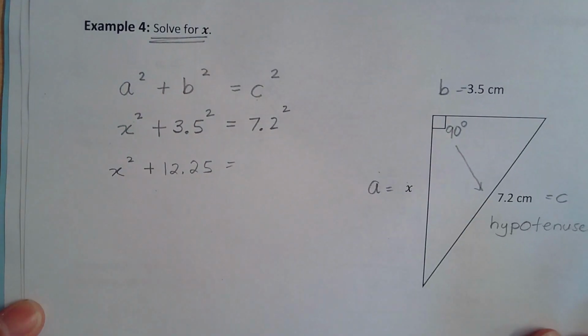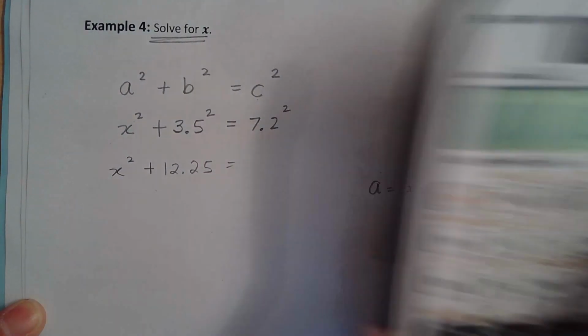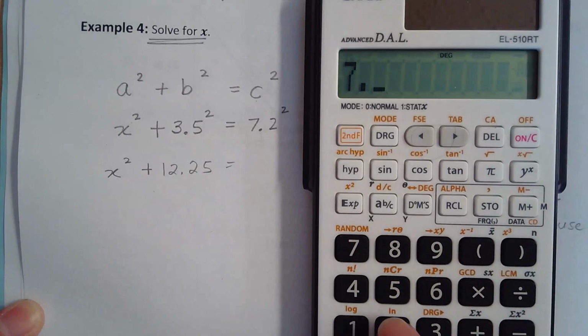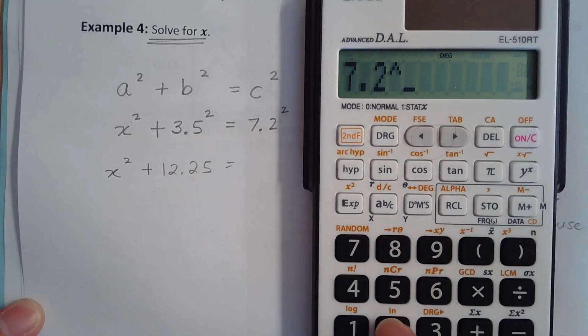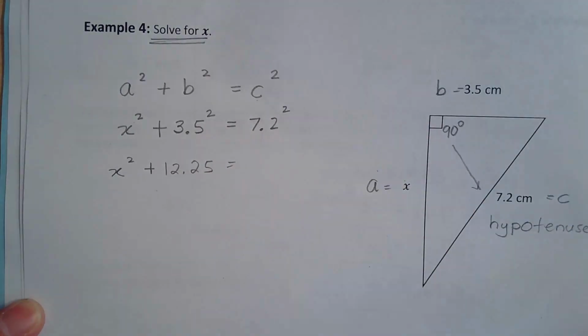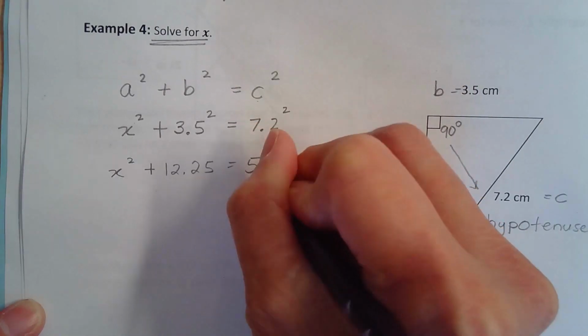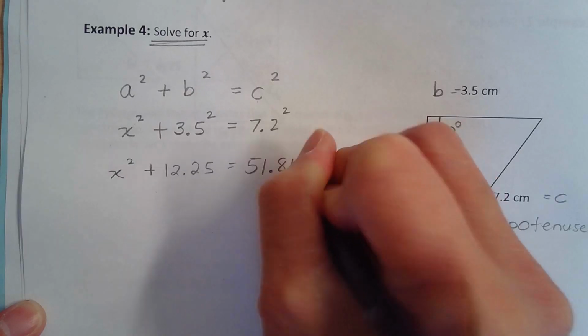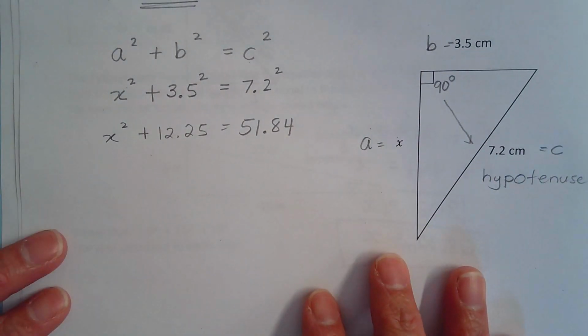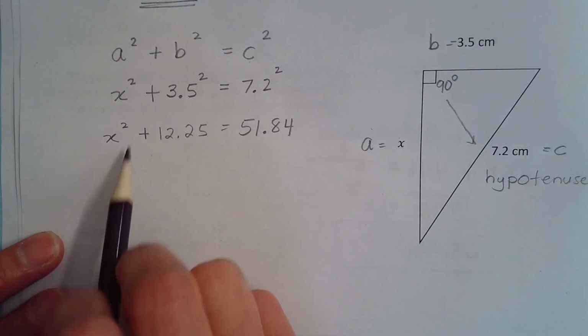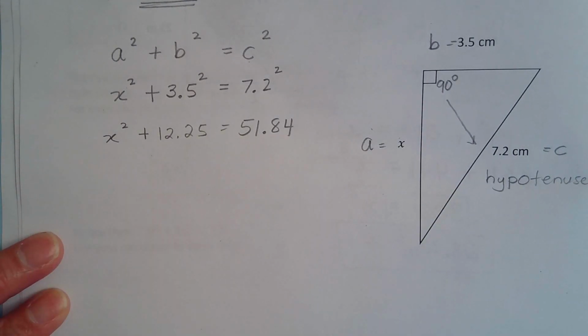Excuse me, equals 7.2 squared, 7.2 exponent 2, 51.84. So we're going to slowly isolate the x. Right? Slowly isolate the x.